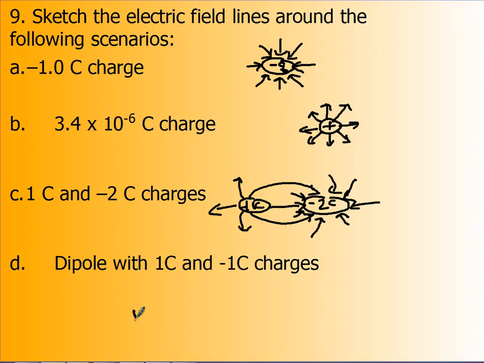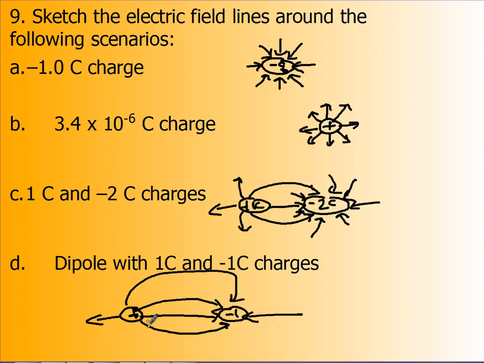What if I have a positive and a negative 1 coulomb charge? This is a dipole. A dipole is really cool. It always starts on positive, ends on negative, and then it starts to curve. You always need this one right here that's straight, and after that, they sort of curve around. Now let's pull a couple in here, like that. Kind of cool looking.